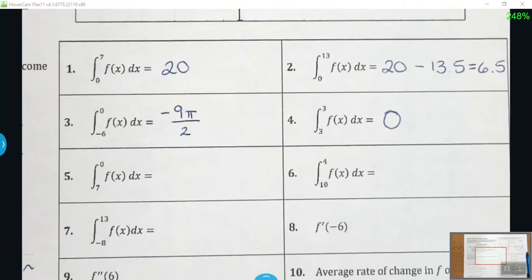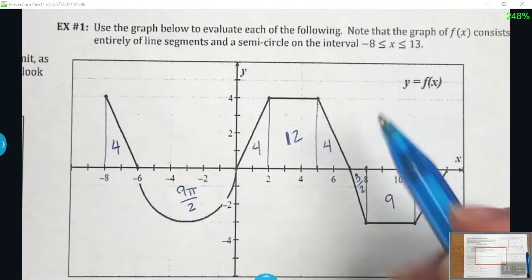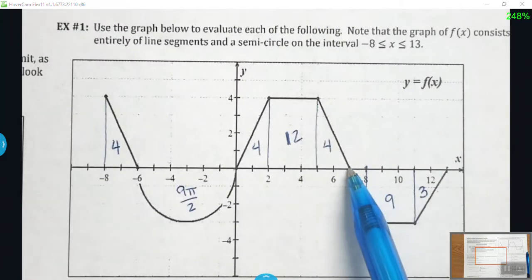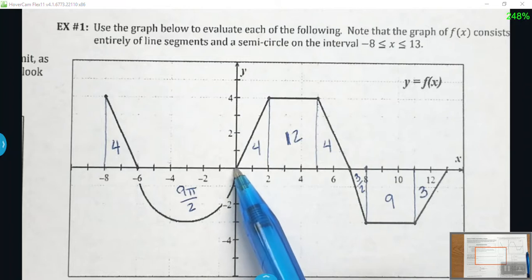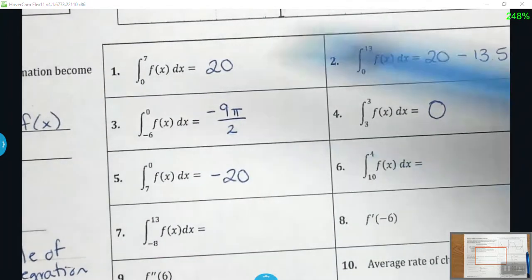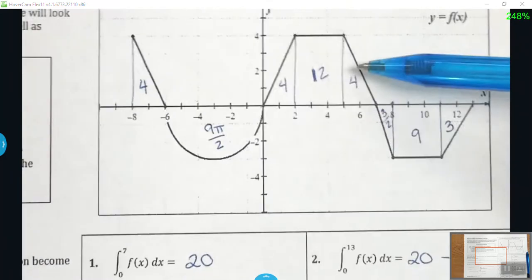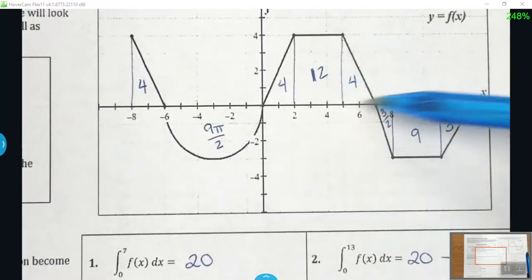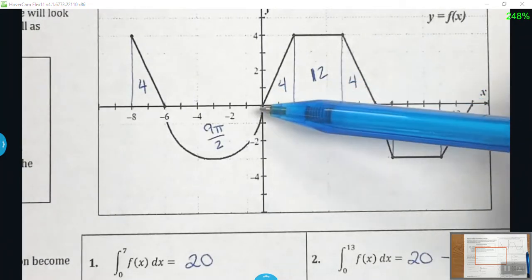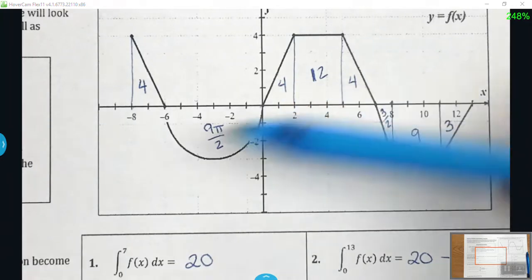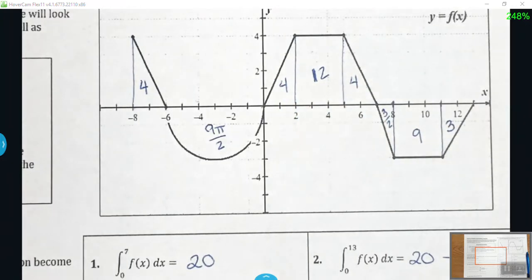7 to 0 this time. So we're going from 7 backwards to 0. What do you think I should do? Negative 10. Yeah, it's -20. Good thought. It's the opposite: if it's positive when you go from 0 to 7, then when you go from 7 to 0, you make it negative. And if it's negative from the start, then you make it positive.